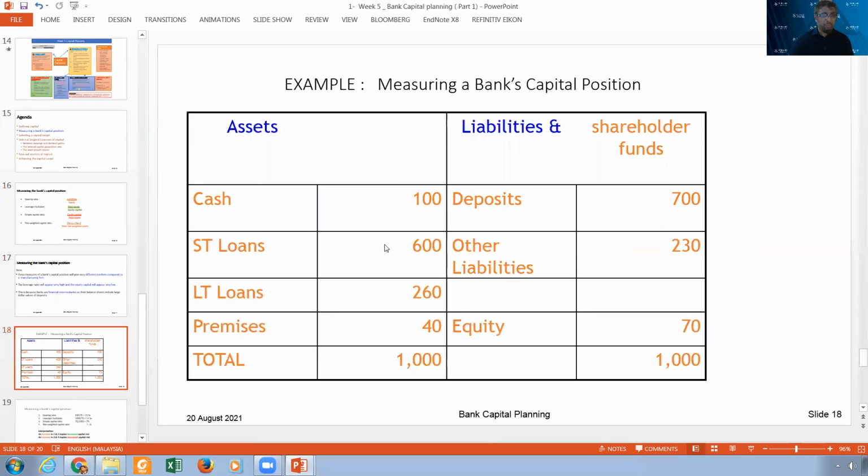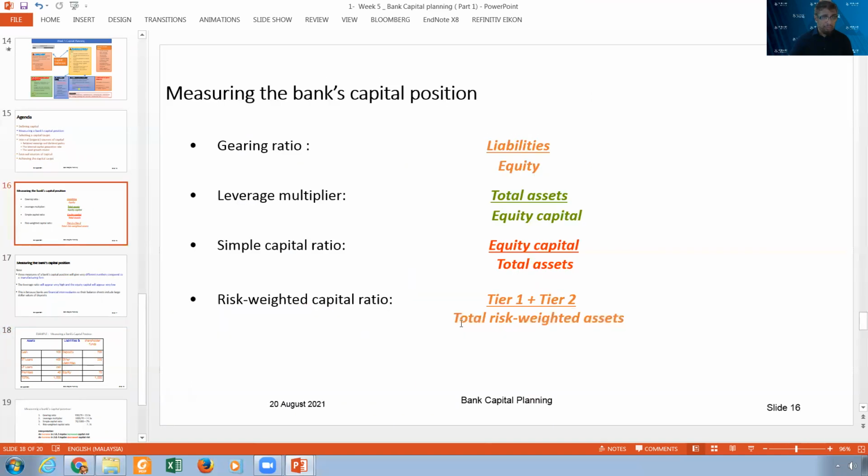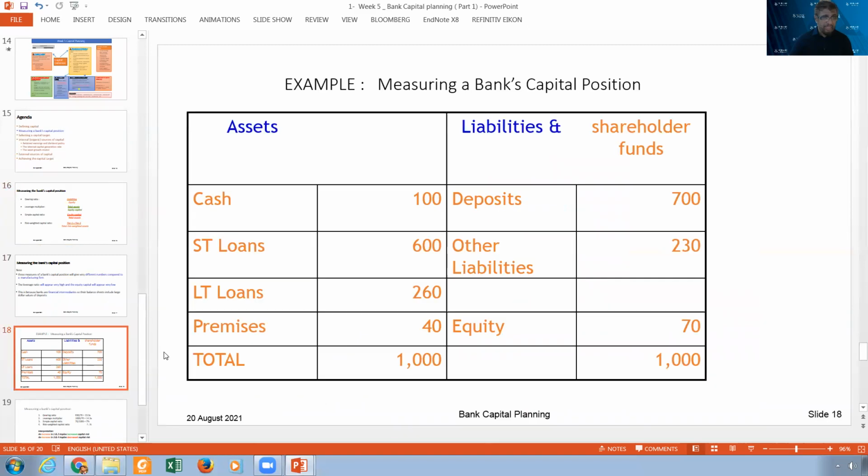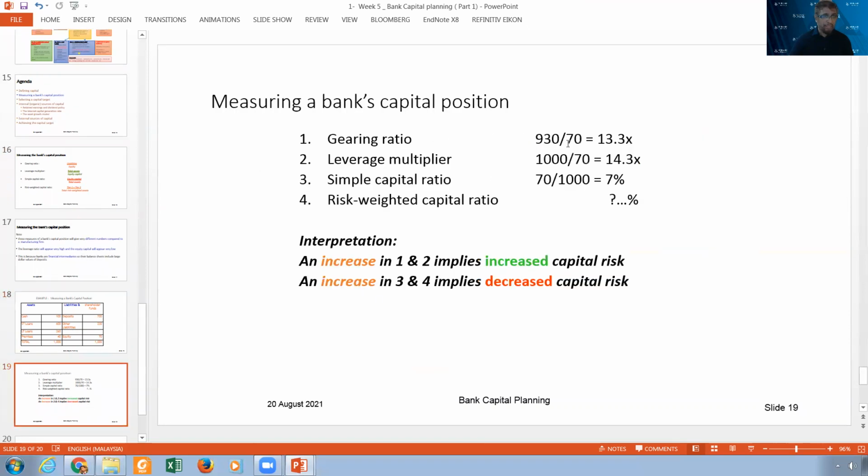So if you have this balance sheet and you want to calculate the capital according to those 4 ratios, you can calculate all of them, except for this one, because I don't know what the risk-weighted assets are. There is nothing here about the risk-weighted assets. So I will calculate the gearing ratio to be 90 over 13 times. This one to be 14 times, this one to be 7%, and this one I don't know because I didn't know the risk-weighted assets.